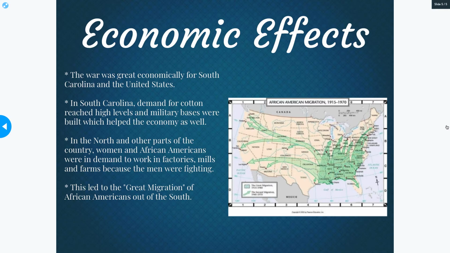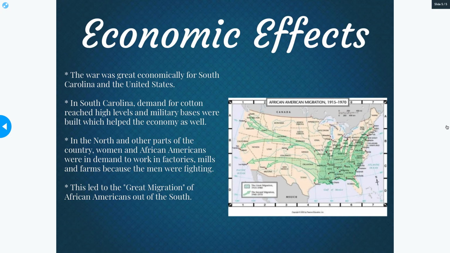They also build military bases here because our climate is sort of warm and never really freezing cold. And so they start training the troops here in South Carolina for the war. Now in the north, factories are booming, textile mills in the north and the south are booming, and it's all because of the war. So this is actually good for women and African Americans because there is a workforce shortage. All the men are fighting, and so the African Americans and the women all go into the factories, and for the first time they're allowed to make money like the white men are.